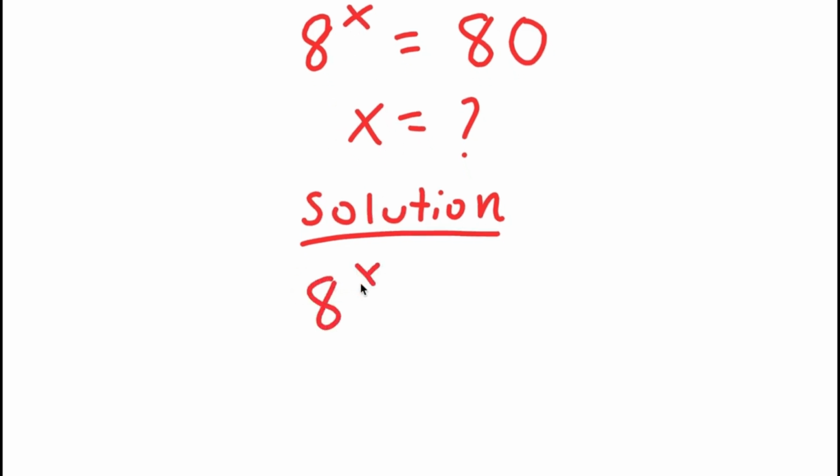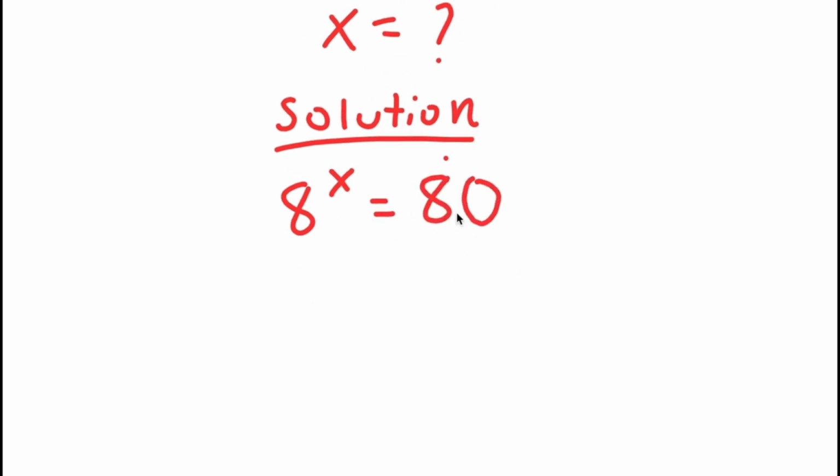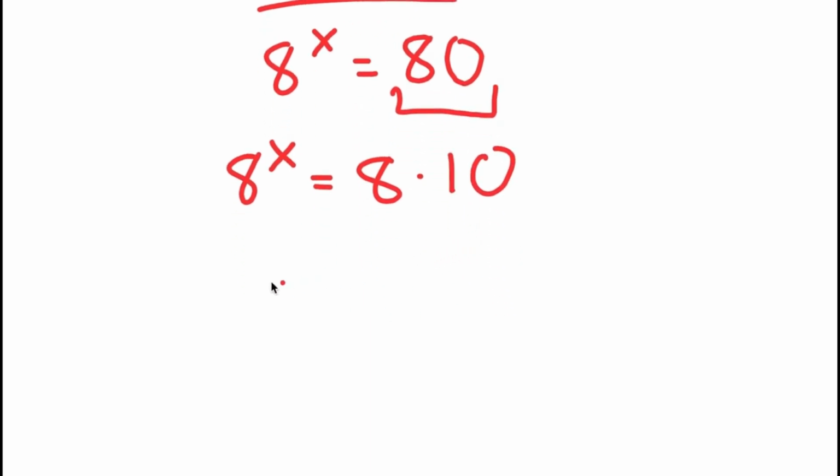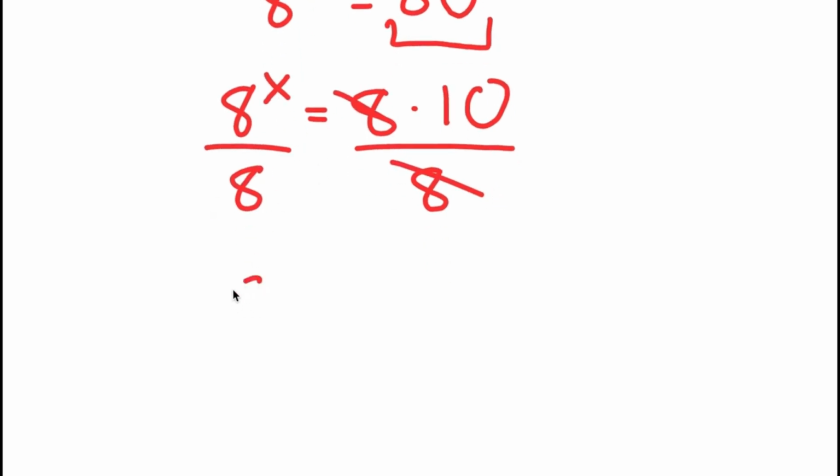I'm going to rewrite my equation here. 8 to the power of x is equal to 80. And now, my first step to solving this problem is rewriting 80 as 8 times 10. So now I get 8 to the power of x is equal to 8 times 10. And now I can go ahead and divide both sides by 8. So then these two cancel out, and I get 8 to the power of x over 8 is equal to, all that's left here is 10.